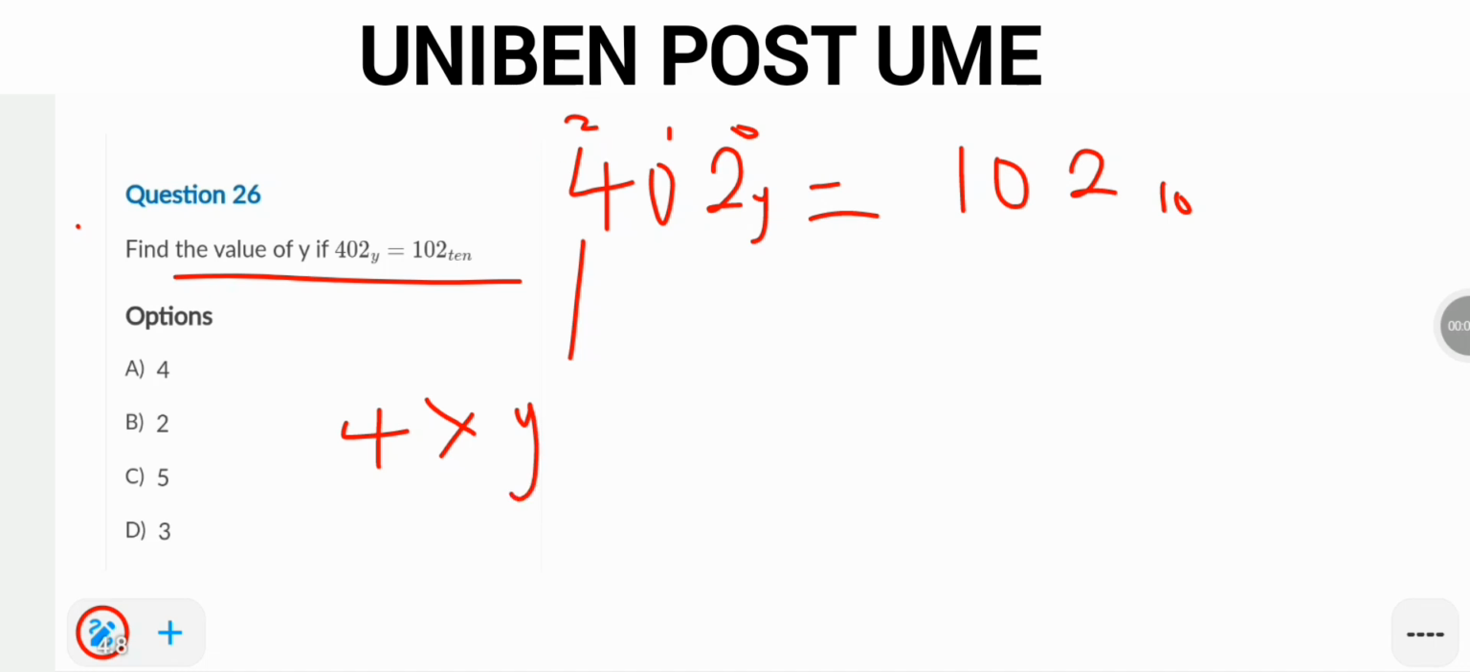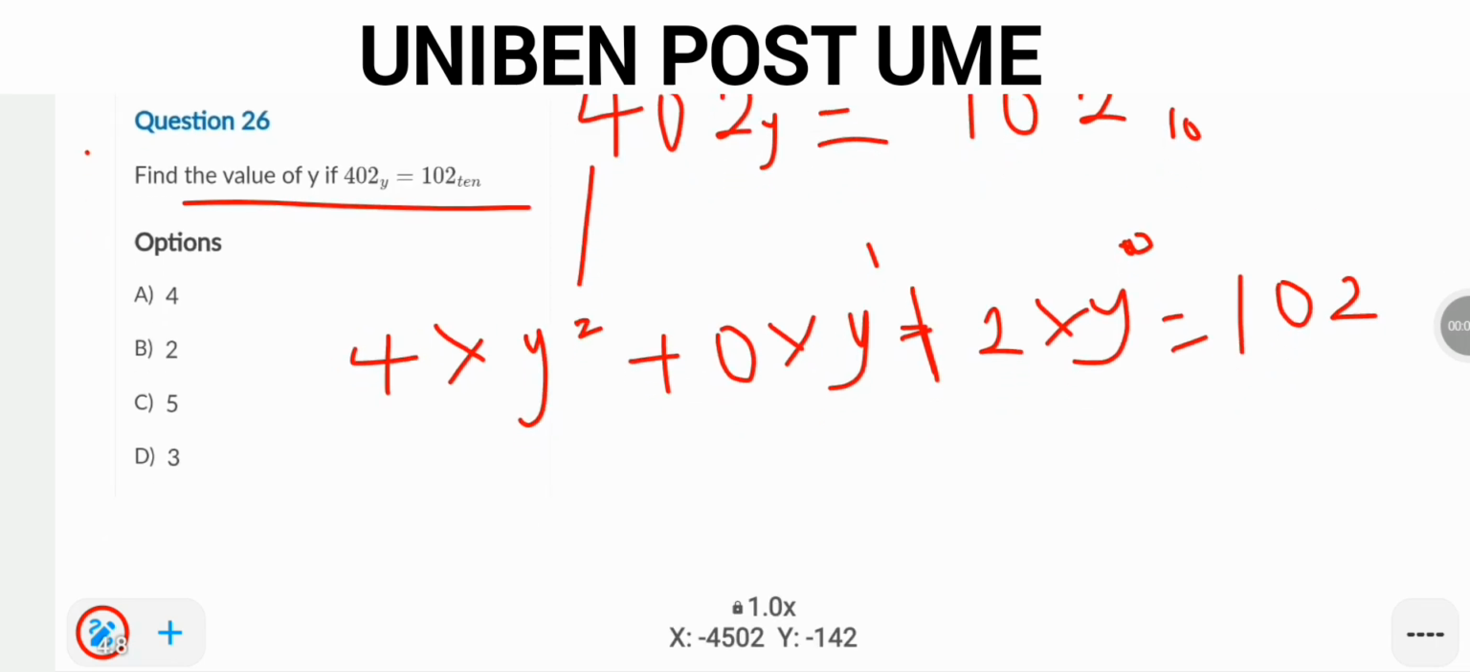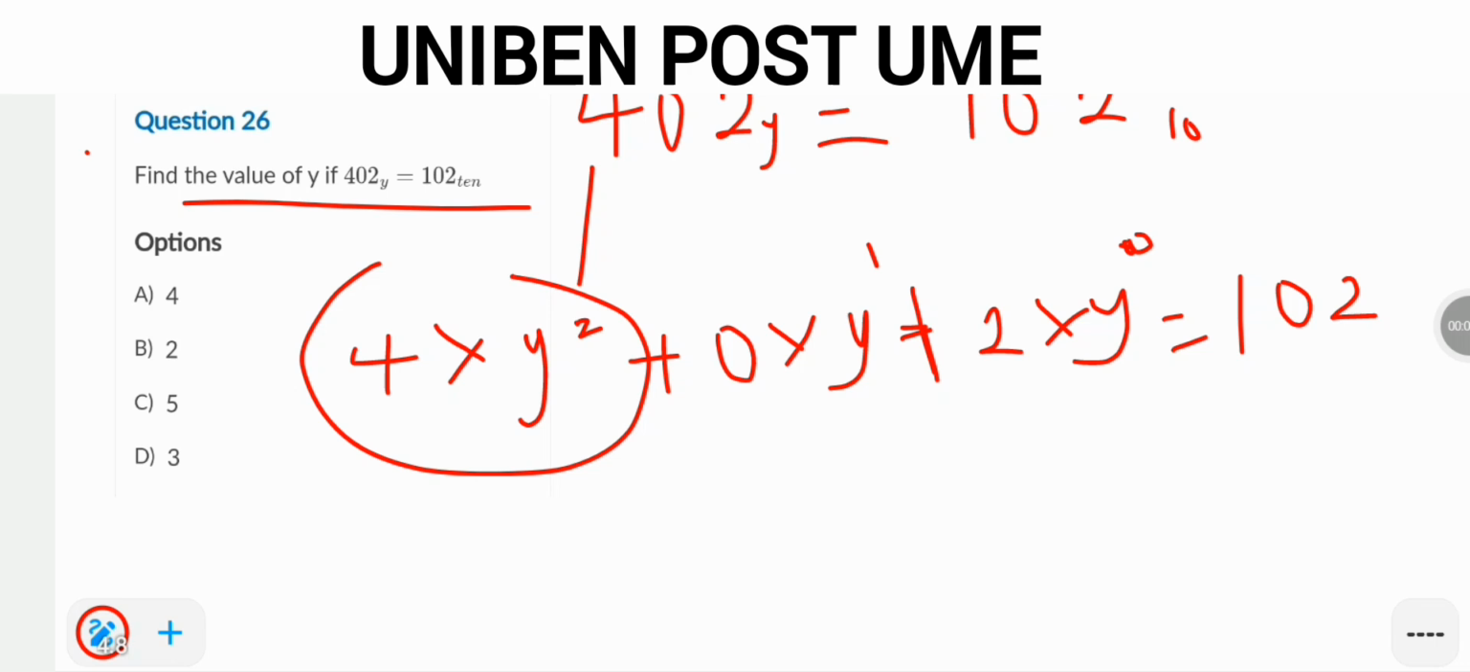So you put in 2 here, plus 0 times Y raised to power 1, plus 2 times Y raised to power 0. Okay, then the right answer will be 102. Just leave it the way it is, since it's already in base 10. The next step is 4 times Y squared. Okay, you have 4 times Y squared at that point.